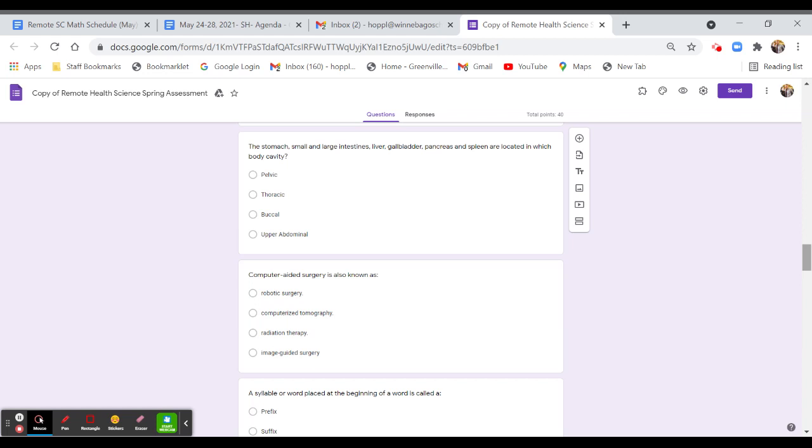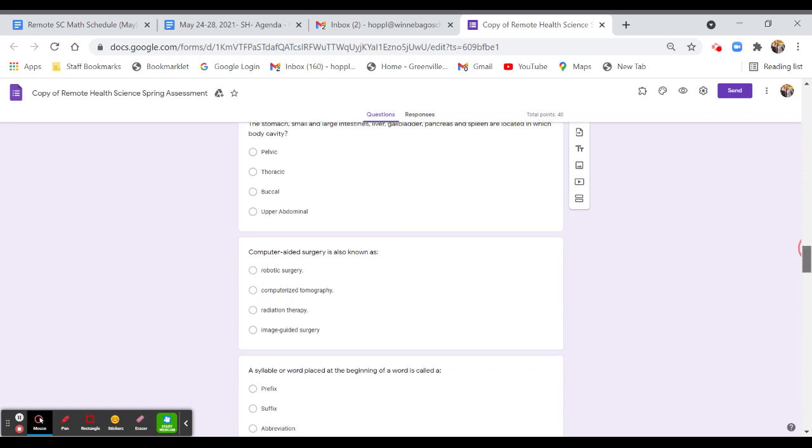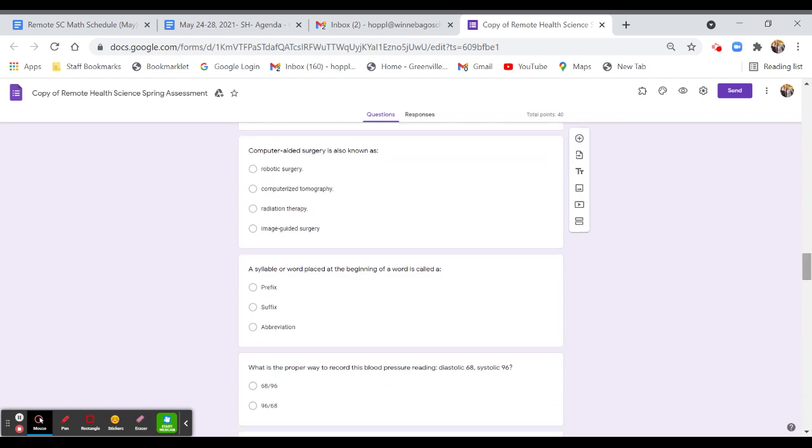The stomach, small and large intestines, liver, gallbladder, pancreas, and spleen are located in which body cavity? Pelvic, thoracic, buccal, or upper abdominal? Computer-aided surgery is also known as robotic surgery, computerized tomography, radiation therapy, or image-guided surgery.